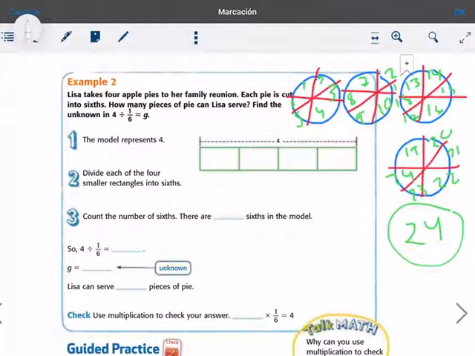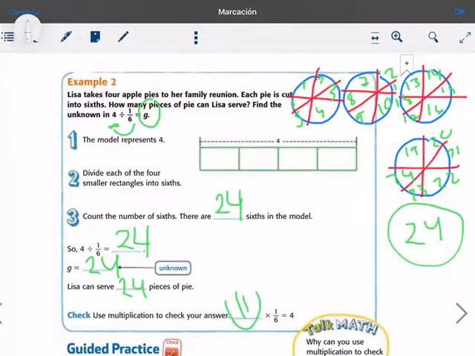It's the same if I multiply 6 times 4. It's 24, right? So, count the numbers of 6. There are 24 6s in the model. So, 4 times 6, it's 24. So, G means 24. That was the unknown number here in the problem. So, Lisa can serve 24 pieces of pie. Happy face.